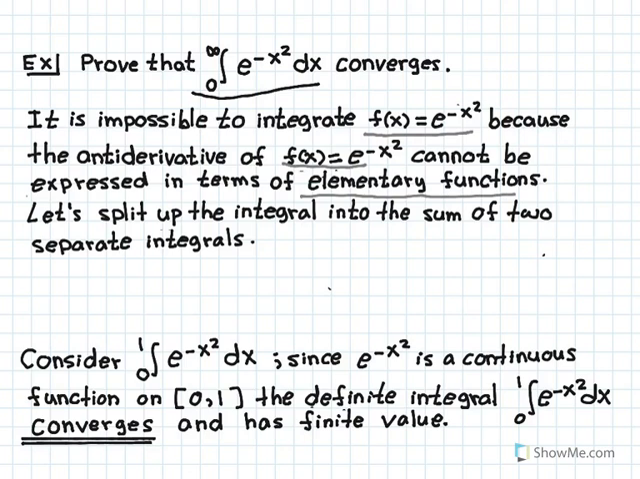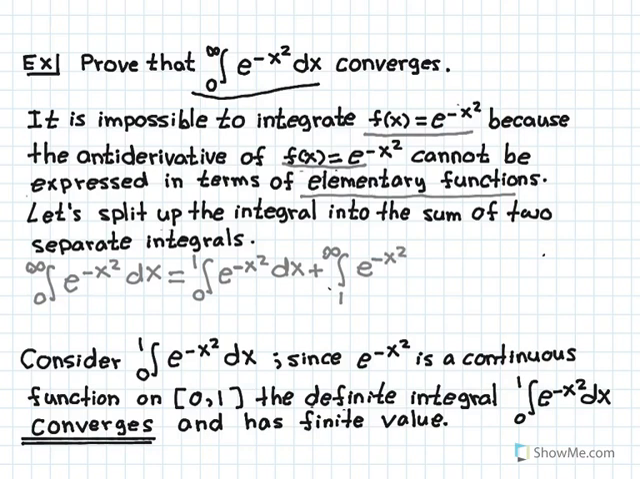So we're going to split up this integral into the sum of two separate integrals. Integral from 0 to infinity e to the minus x squared dx is equal to integral from 0 to 1 e to the minus x squared dx plus integral from 1 to infinity e to the minus x squared dx.